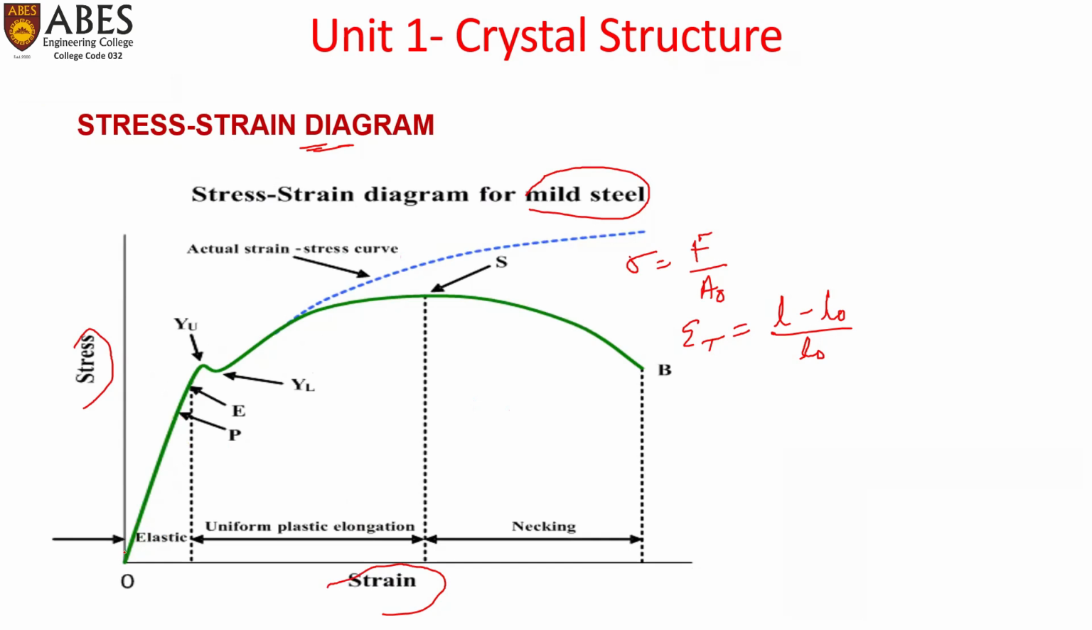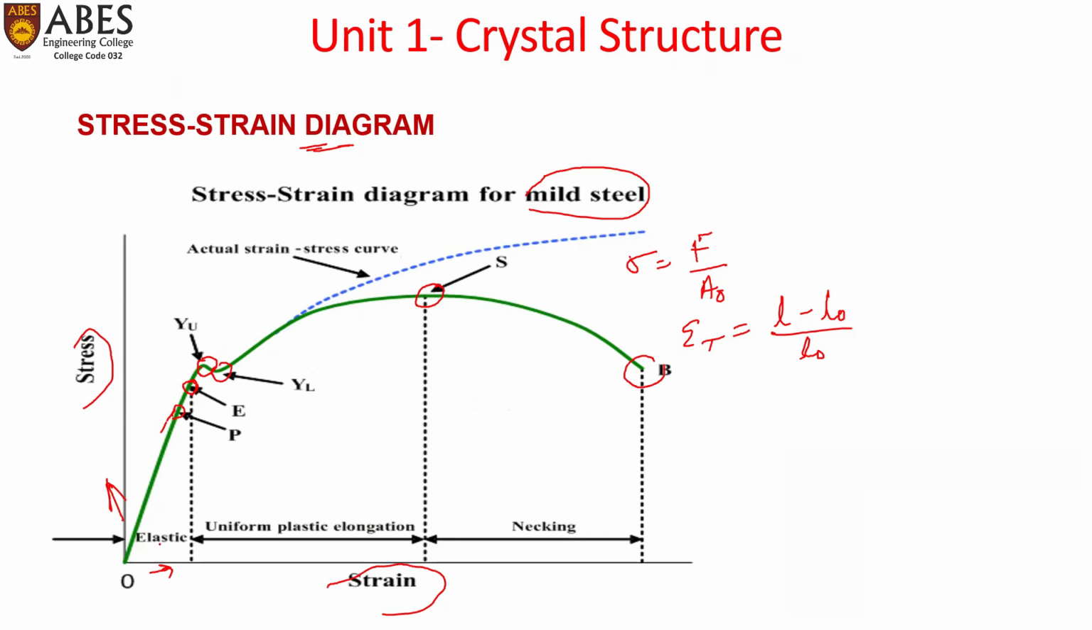Here, as we increase the stress in this direction, there would be some strain observed on the specimen, and the curve is linear up to a certain point P. Then it would not be linear, and at a certain point E, this is called the elastic point. We'll discuss one by one, and then it will go to the upper yield point, then the lower yield point, then the maximum point S, ultimate tensile stress, and then the breaking stress P.